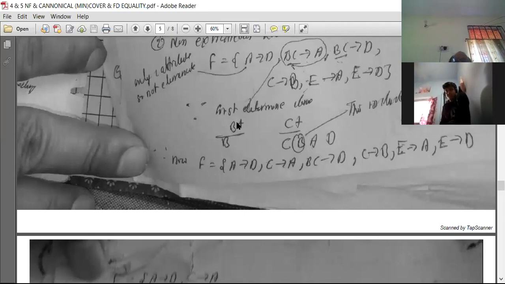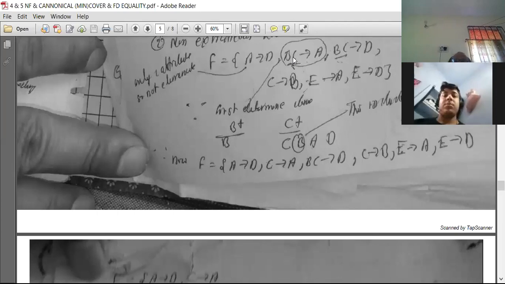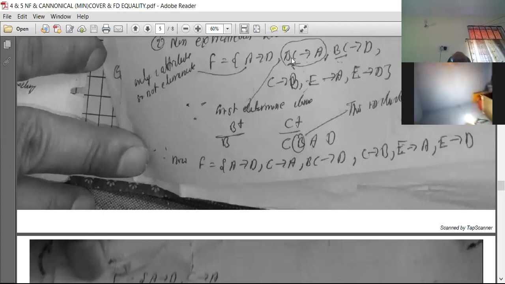Now I check the B closure, whether C is coming in the B closure or not. First of all, I have checked the closure of B. I will check in that closure whether the paired attribute, which was C, is coming or not. It is not coming. Then I will check the closure of C, whether its paired attribute B is coming. So the paired attribute B is coming over here.